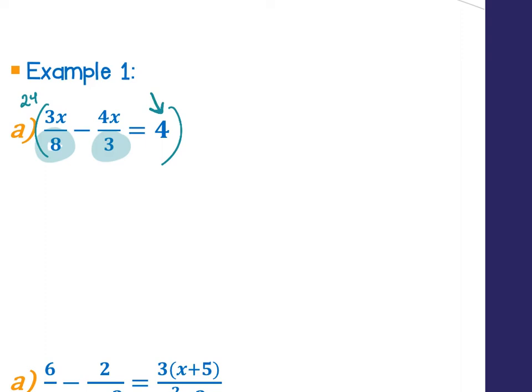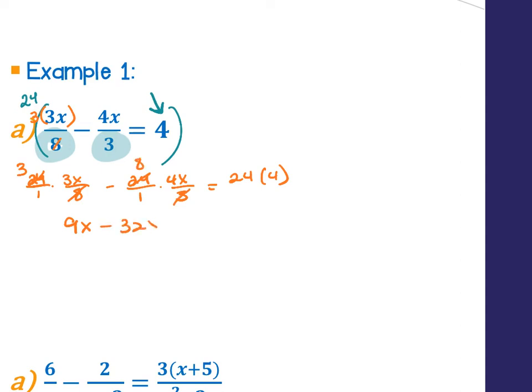When you multiply by that 24, you're going to cancel out your denominators. It's the whole point of that process. So 8 goes into 24 3 times, which means I'm going to multiply 3. So really I'm going to write it out just so you can see it. I'm doing this step, but I'm going to do it in my head. So the 8 goes into 24 3 times, and that becomes 9x. 3 goes into 24 8 times, and that becomes 32x. And then 4 times 24 is 96.